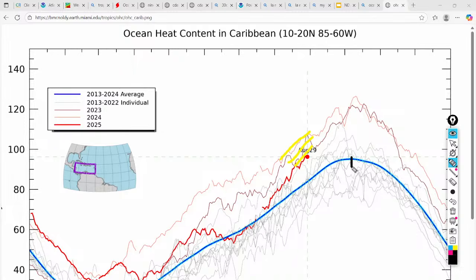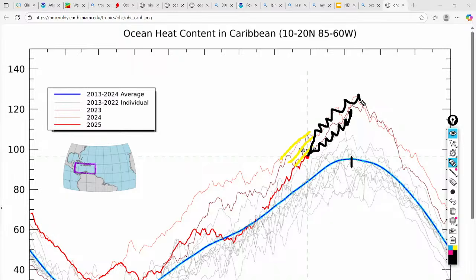Remember, our peak is about here. If this just went generally like this all the way up, we're still going to be flirting with the 2024 and 2023 ocean heat content levels in the Caribbean. Okay, so that's if it did squiggly lines. But if we had a massive jump and this kind of went like this for a little bit and then like that, we're going to be flirting with 2024 and 2023 in the Caribbean.